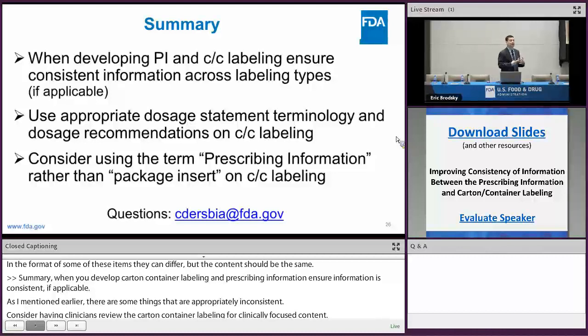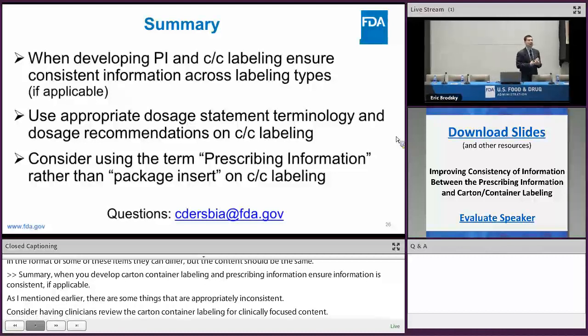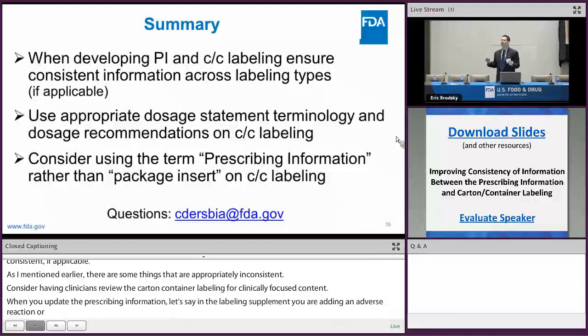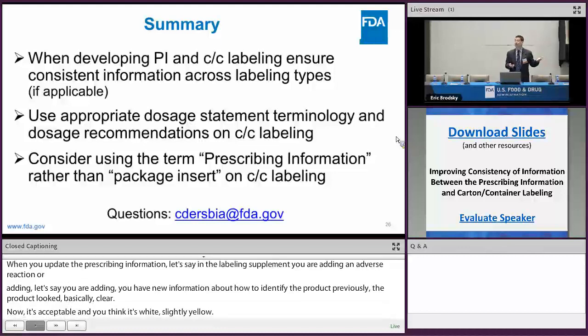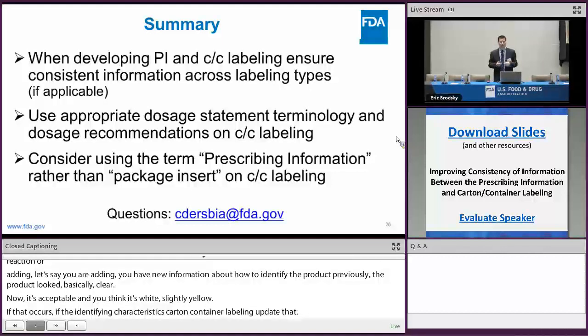When you update the prescribing information, let's say with a labeling supplement, you're adding an adverse reaction, or let's say you have new information about how to identify the product. Previously, the product looked basically clear, and now it's acceptable, you think, but it's white to slightly yellow. Well, if that occurs, and the identifying characteristics are on the carton container labeling, update that too. So think of the labeling together when you develop the labeling.